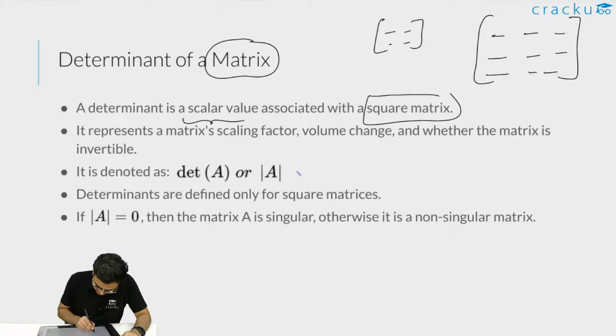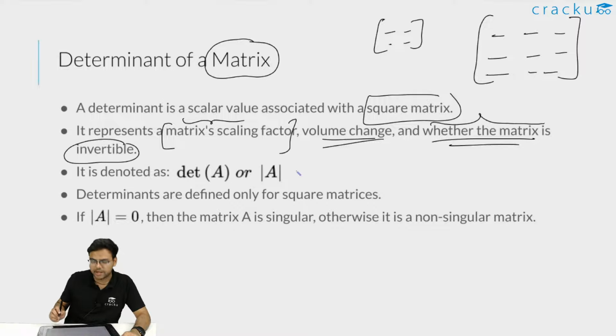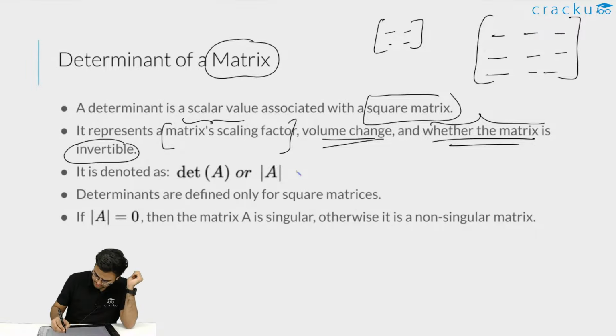It represents a matrix scaling factor, volume change, and whether the matrix is invertible or not. This is very important. We will discuss the inverse of a matrix in further classes. But if the determinant of a matrix is 0, then it is non-invertible, and if it is non-zero, it is invertible. We will discuss this in the next classes, when we discuss the inverse of the matrix. But this is a very important criterion for matrices.